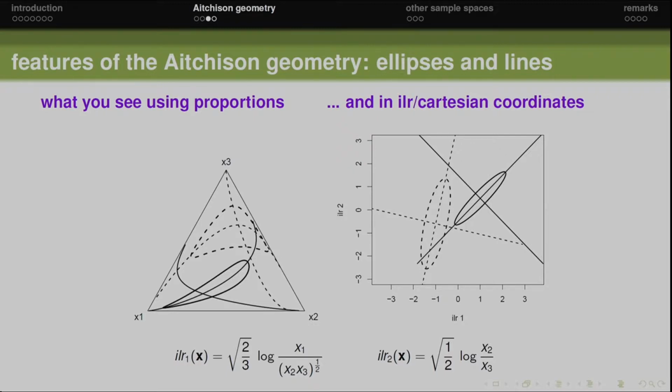So it's not a surprise that many things don't fit. If you represent them in coordinates, you will see something like this. One ellipse, the other ellipse, the axis of the ellipses, which are orthogonal. So working in coordinates allows to see what we expect to see. Working in proportions can be very difficult.